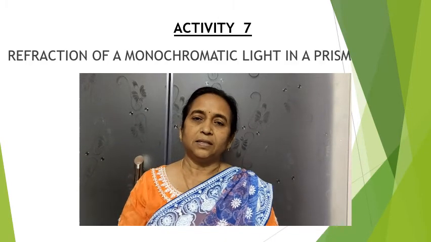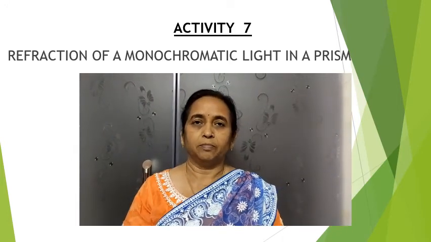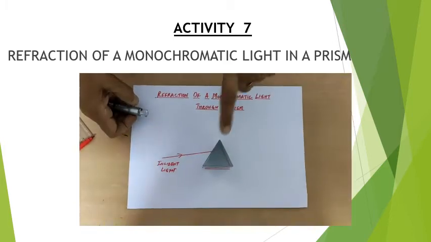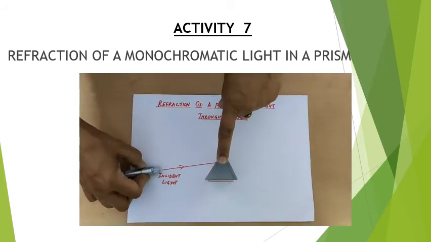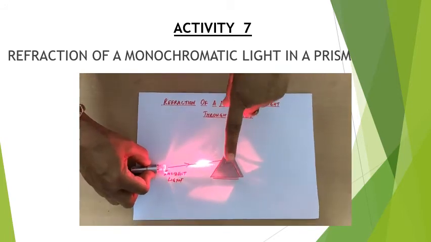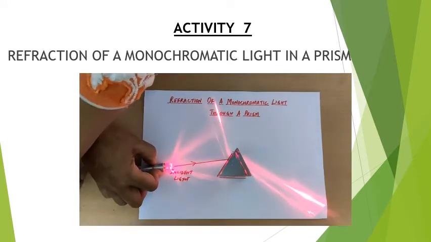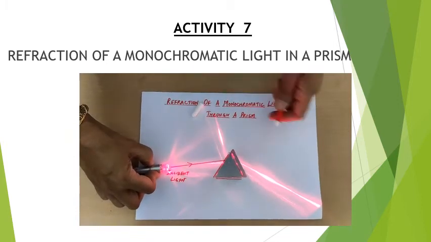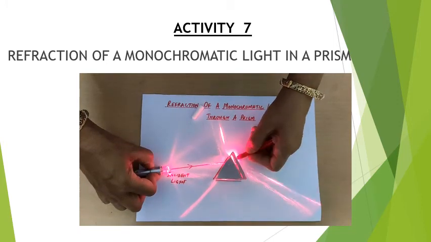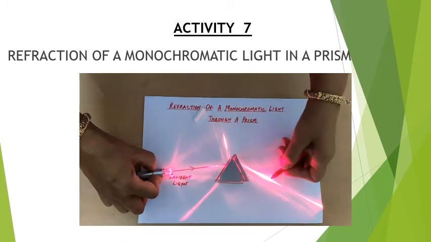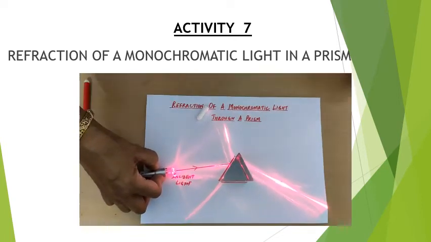Students, let us see what happens to a monochromatic light when it passes through a prism. Now this is a prism and with the help of a laser light, I put incident light on this. This light is coming out from the other surface. Let us trace out the light where it is emerging from. I am putting two small dots and I'll trace the light.